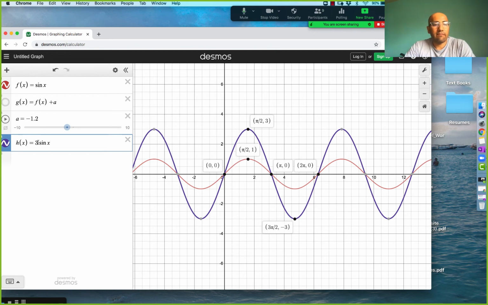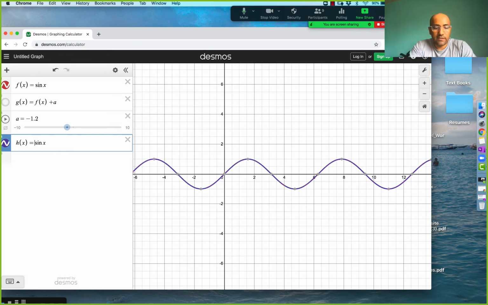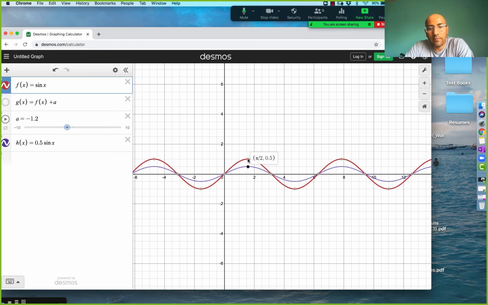Good. If I make it 5, then it's just going to exaggerate it even more. So the bigger this is, the more exaggerated and pronounced this goes, but always keeping track that it goes through the points 0, 0, 0 in the same period. Good. On the other hand, if I multiply it by a number that's between 0 and 1, then it's going to shrink its height. Like let's say I make it 0.5, then this only goes up half as tall.